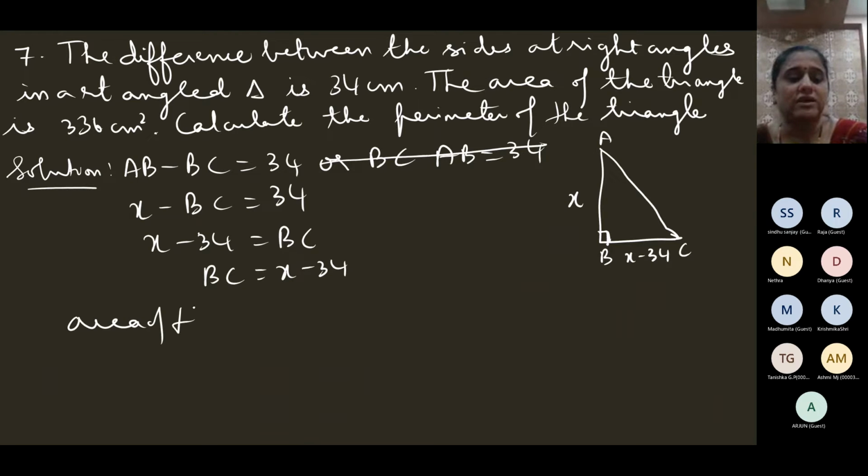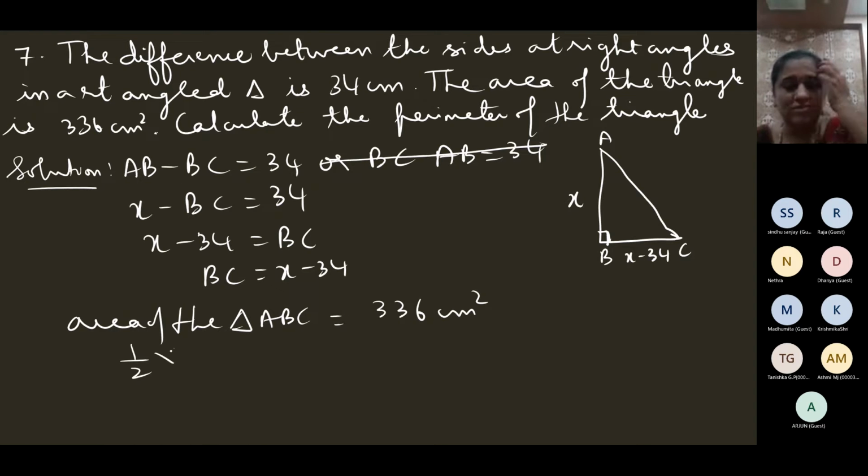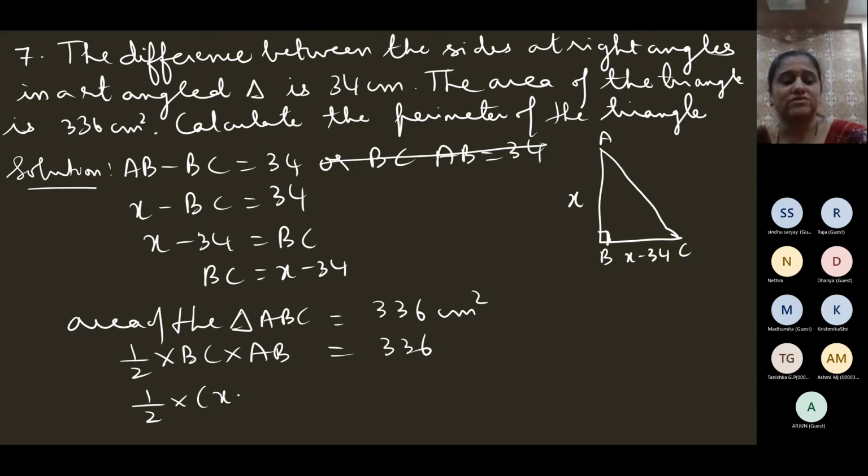Area of triangle ABC is equal to 336 centimeters square. So half into base into height. Base is BC into height is AB, is equal to 336. So half into BC, which is X minus 34, into AB, which is X, is equal to 336. Write down so far, children. Write down.